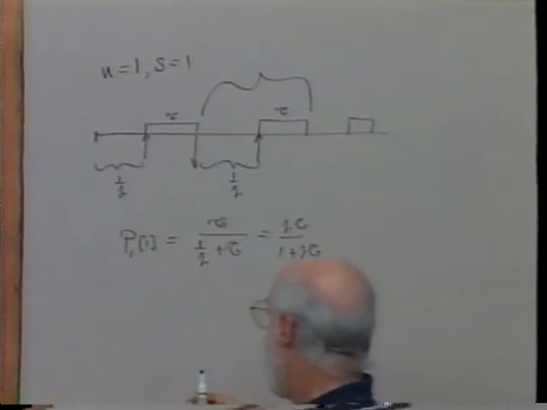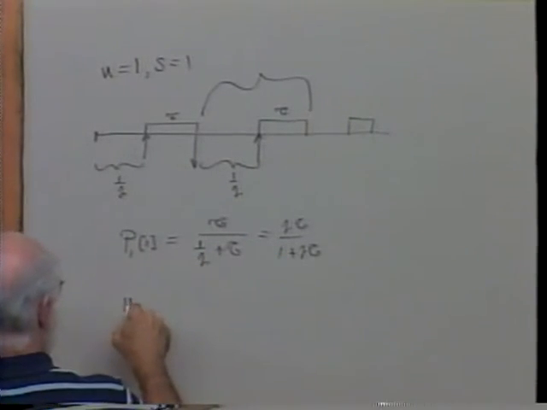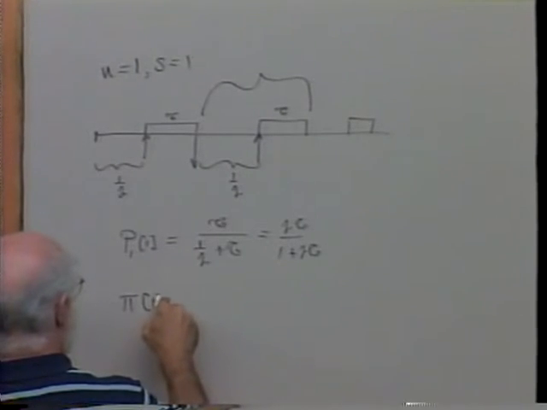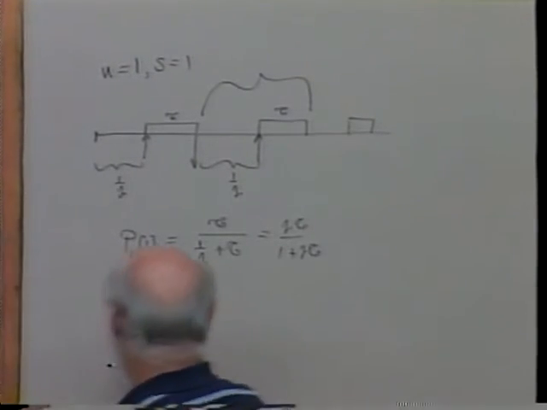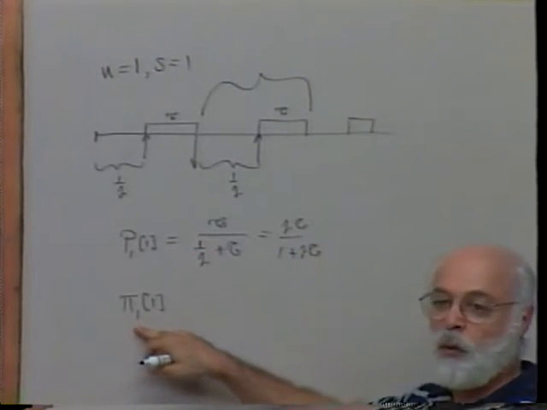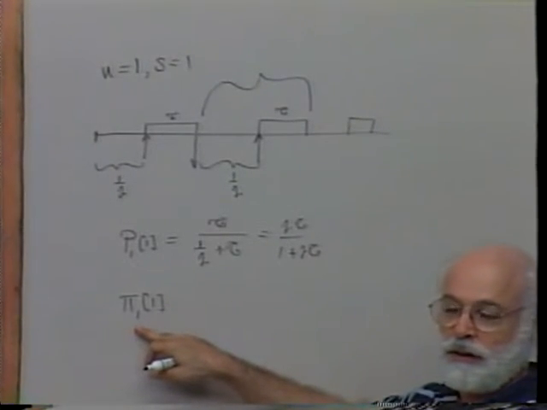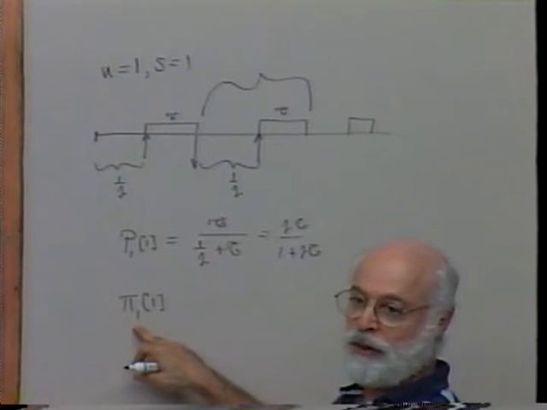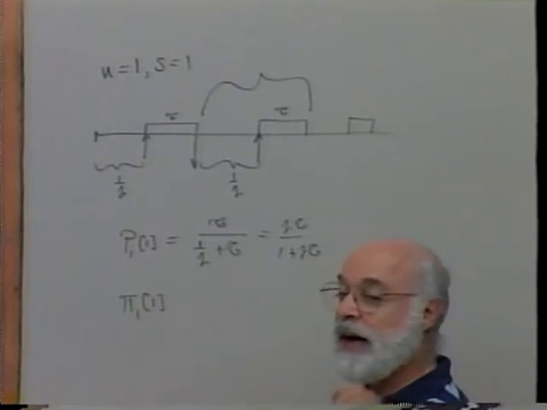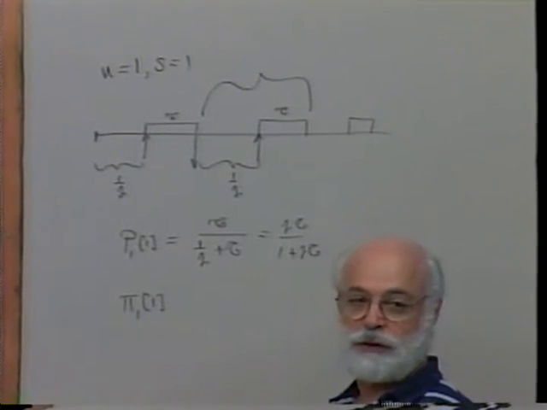But what is the probability that the server is busy just before a subscriber wants to use it? What would that answer be? What's the probability that the subscriber finds the server busy when he makes a request for service?